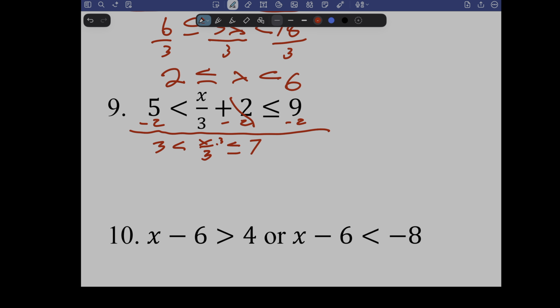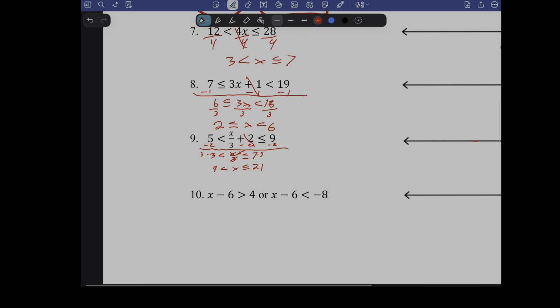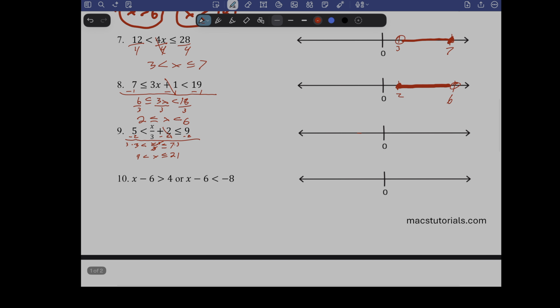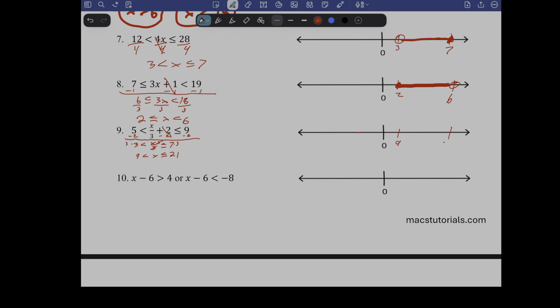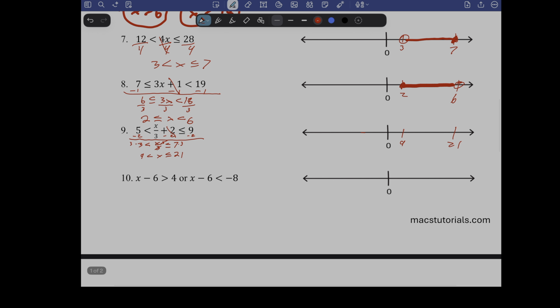Now I want to multiply all three of these by 3. And I'm going to get 9 is less than, they go away, x less than or equal to 21. Okay, so my x is going to be between 9 and 21. Okay, let me zoom back out. All right, so I'm just going to write my 9 there, and I'm going to write my 21 there. So now this one's got to be a hole because there's no equal sign. But on the 21, there is a dot. So there's the dot. There's our 21. And the x is in between. So it's in between. That's your answer.